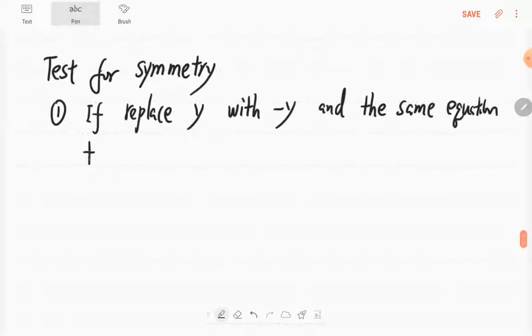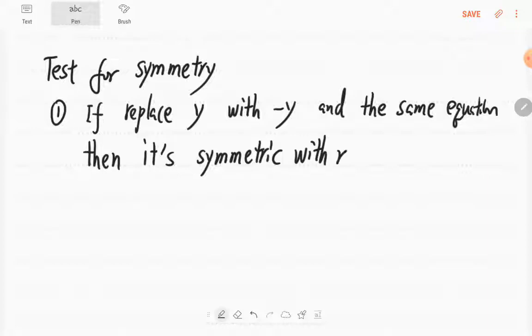So then it's symmetric with respect to the x-axis. So this is x-axis symmetry.